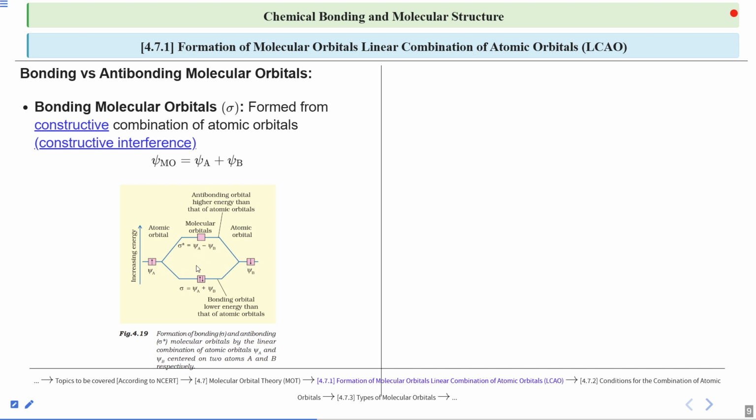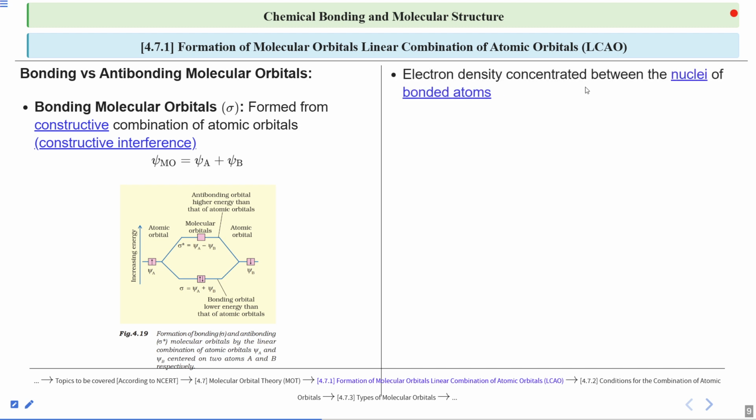After combination of these, you are getting two types of molecular orbital. First is the bonding one, which is psi A plus psi B, which is written here. And second is psi A minus psi B. We'll talk about this also. And how is it formed? It is formed by the constructive combination. So why am I saying it is constructive? Because after the formation of this molecular orbital, your energy is decreasing. So you are stabilizing the molecule in a way. So we are calling it constructive interference.